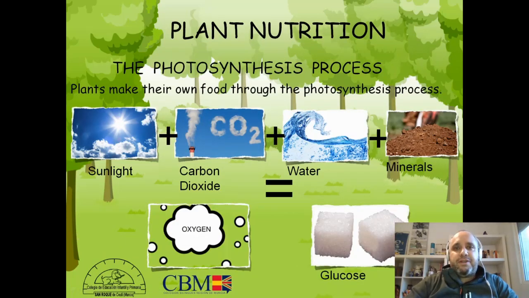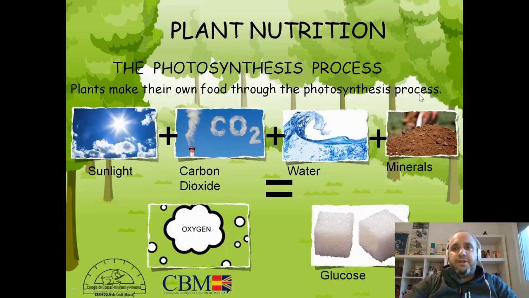Plant nutrition now. How do plants eat? How do plants take their food? What they do is called the photosynthesis process. Plants make their own food. They don't go hunting. They make their own food through the photosynthesis process.